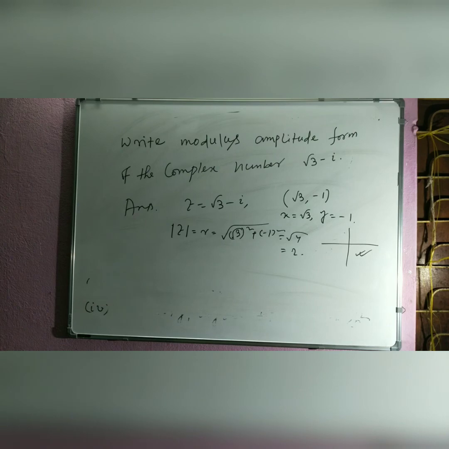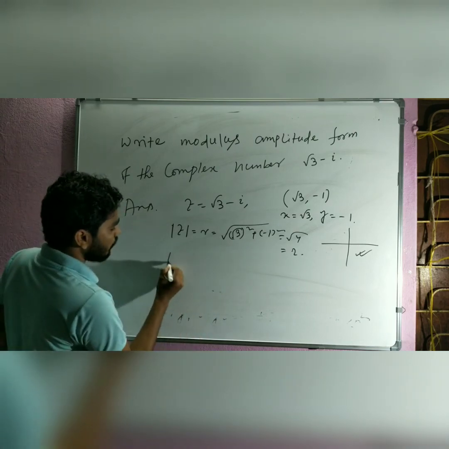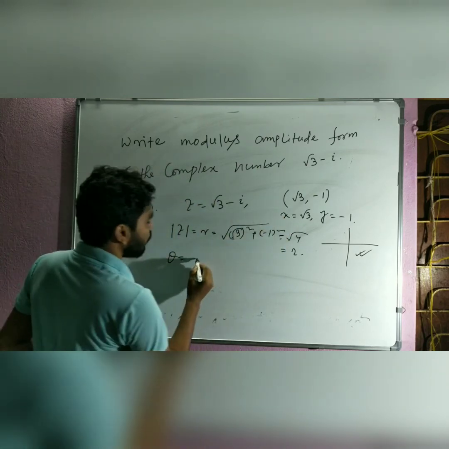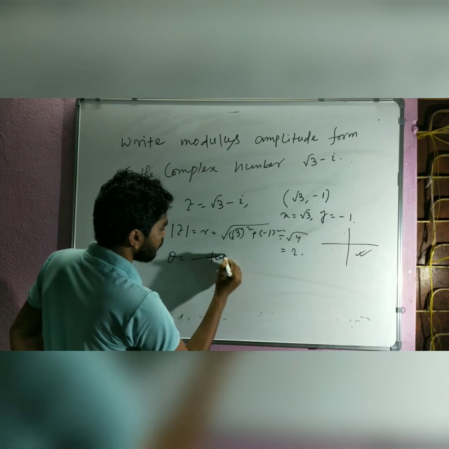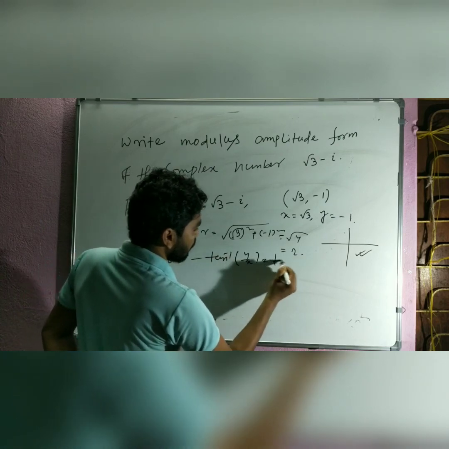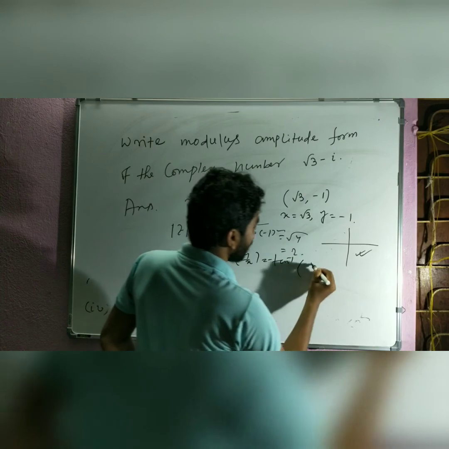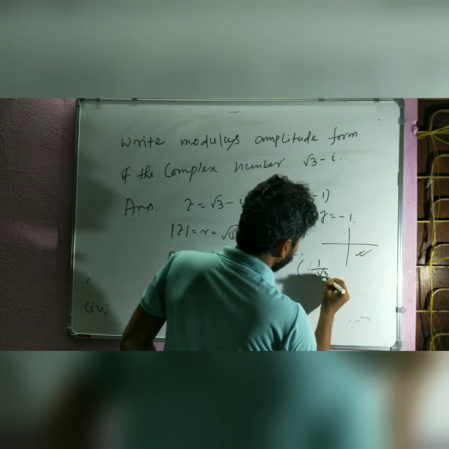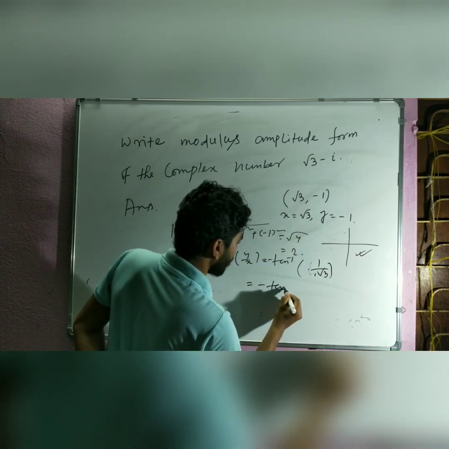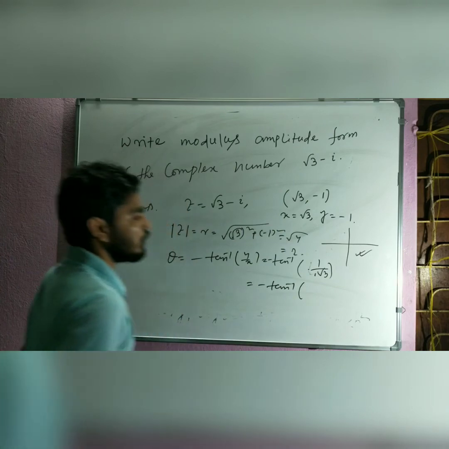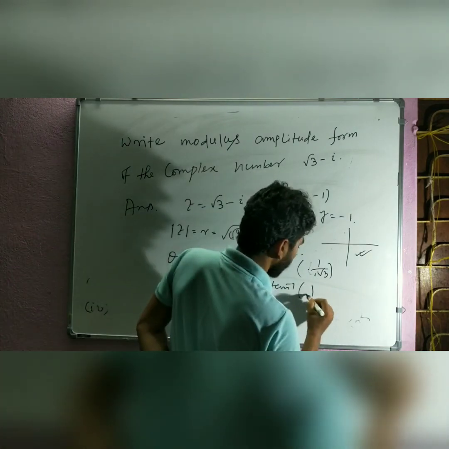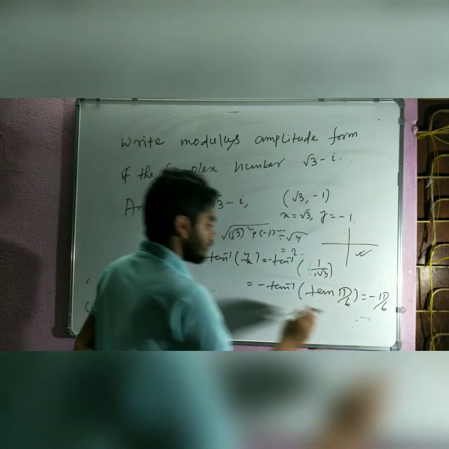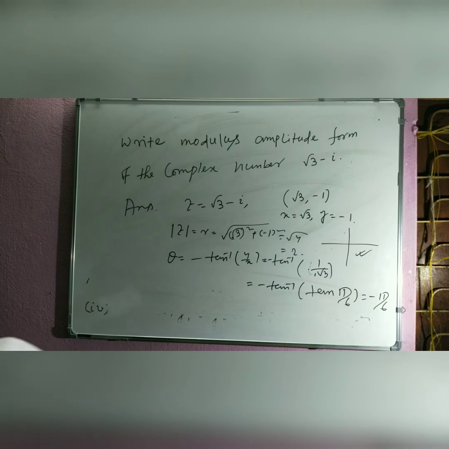This is the modulus value, and theta is the principal value of argument. For the fourth quadrant, theta equals minus tan inverse y by x, where y by x is 1 by root 3. Minus tan inverse 1 by root 3 is minus pi by 6. This is the principal value of argument.